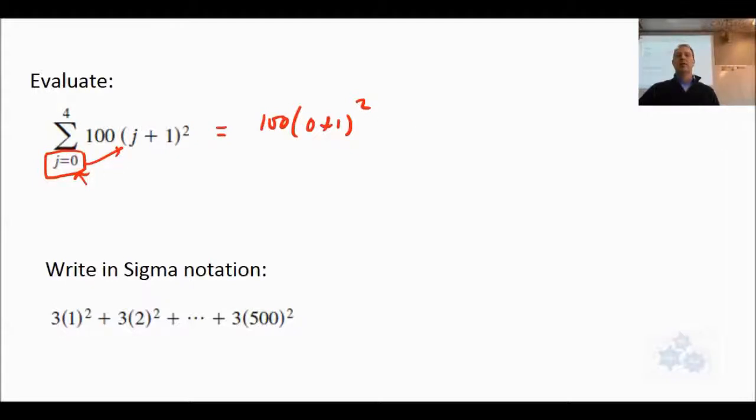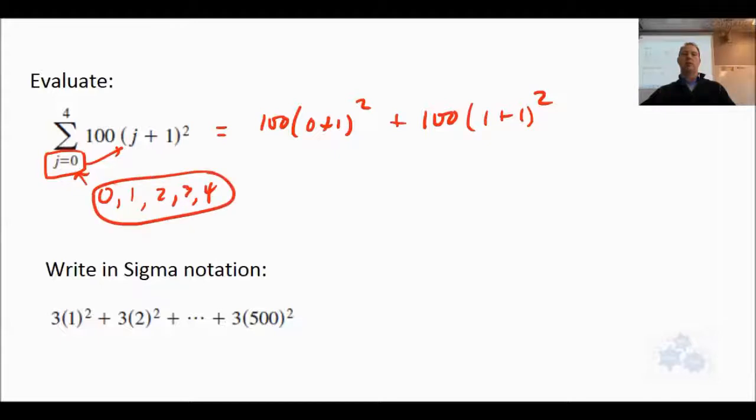Now the summation here indicates we're just going to use whole numbers. So 0, we're going to go to 4. Generally it's whole numbers, that's what this is. The next one is where we put a 1 into J. We're going to use 1, 2, 3, and 4. That's what 0 to 4 is, and we're going to add them. There's the sum part. With the sum notation, it's always whole numbers.